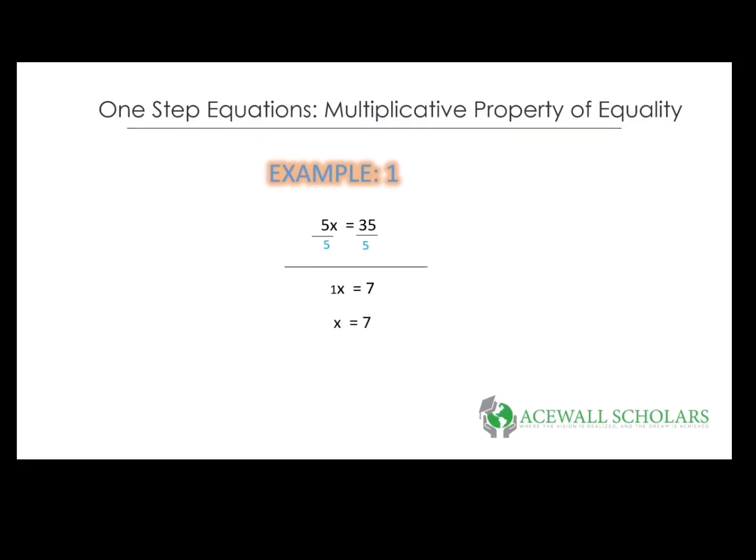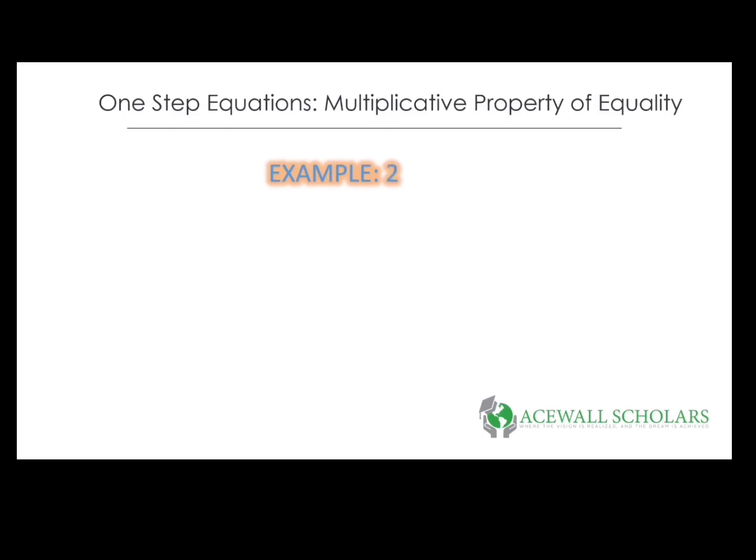All right, let's look at example 2. In example 2, we have negative 2x equals 24. Okay, well, again, we need to get x by itself, so we're going to need to take that negative 2 to the other side of the equation.